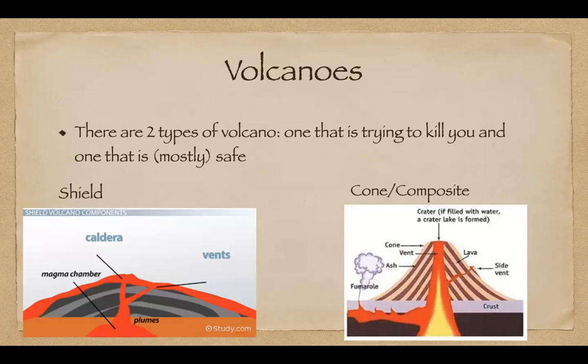There's a shield volcano on the left and there's a cone and composite. Those are kind of similar or kind of the same thing on the right. So draw the shield on the left. You don't necessarily need the labels, but just the fact that it's a flat volcano. And then on the right, you don't need all the labels again, but you could draw the fact that it is very steep. It looks like an upside down ice cream cone. And we're going to get into that.